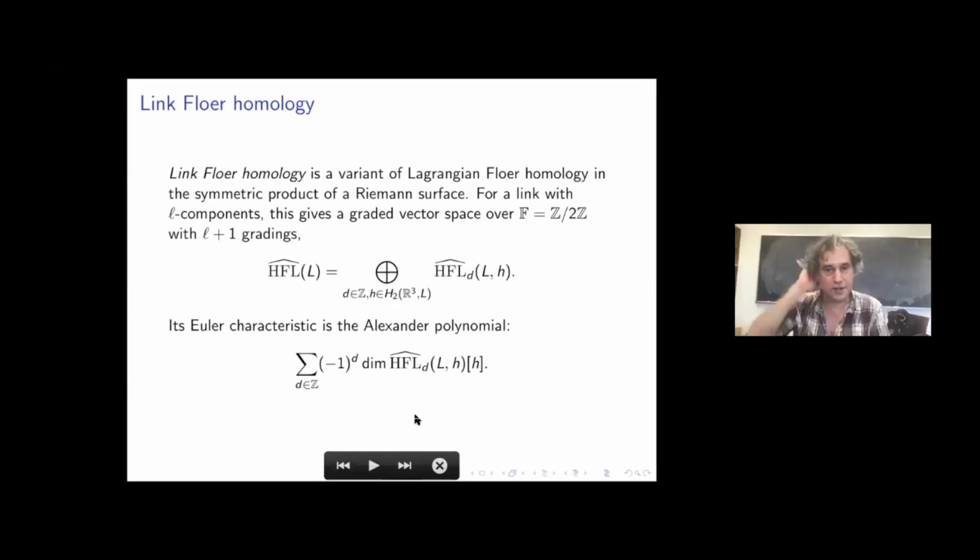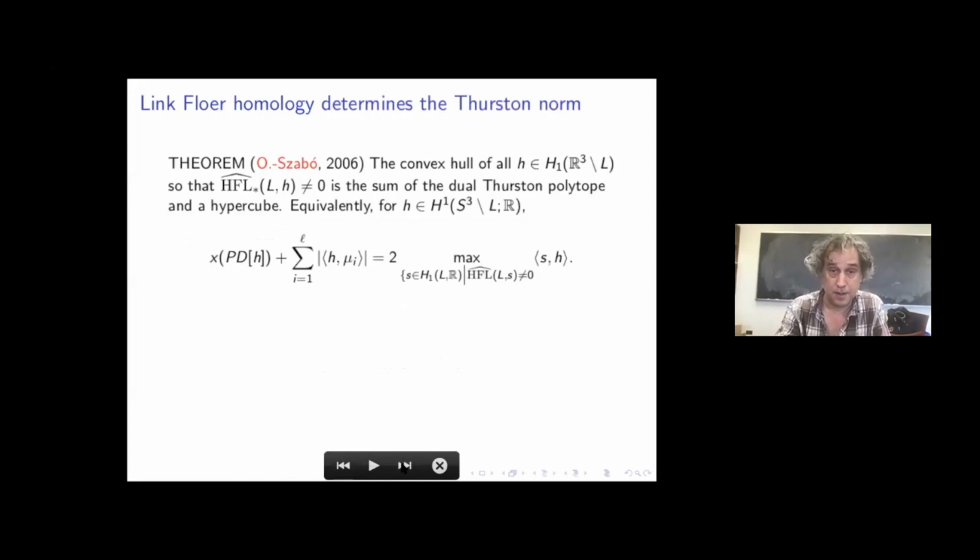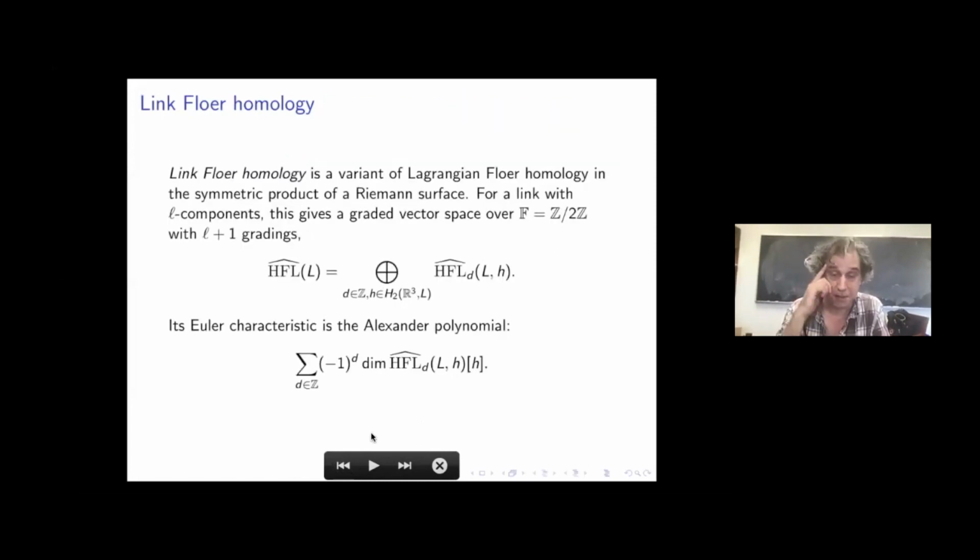Now there's an Euler characteristic where you keep the L dimensions and you look at -1 to the D, where D is the remaining degree. The statement is that that Euler characteristic is the Alexander polynomial of the link. So this is related to the Alexander polynomial.